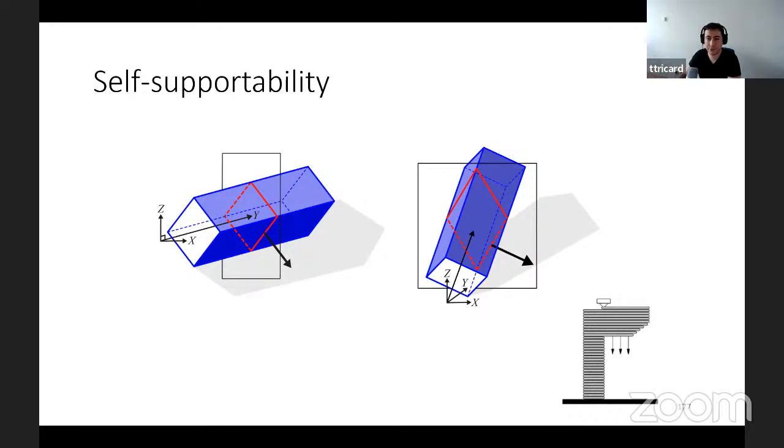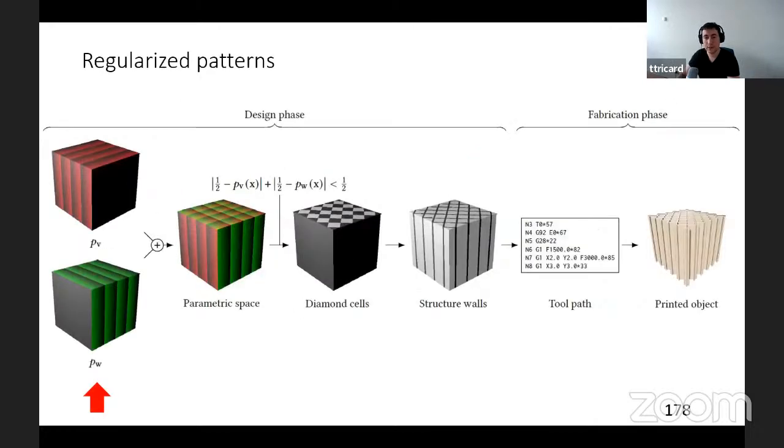And so to be able to generate that, we use two sets of regularized Phasor noise, a bit similarly to what we did in the previous work. We mix them together to create a local parametric space on which we apply a diamond cell pattern, and then we apply a contouring algorithm just to get the walls that we wanted to print. Then we just had to transform them into toolpaths such that we can print them here.